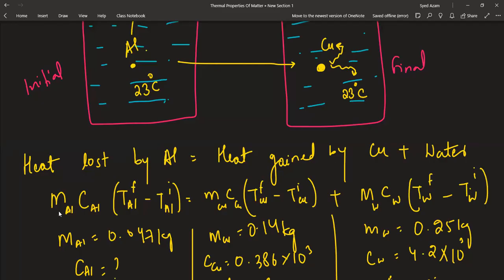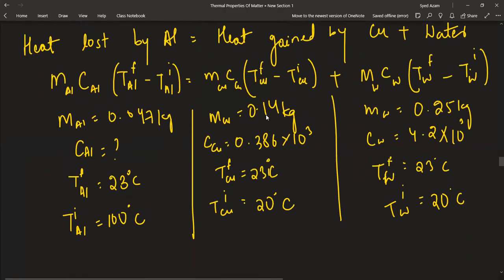So how will we put mass of aluminium, specific heat of aluminium into change in temperature, final temperature minus initial temperature of aluminium, is equal to, what will be the heat gained by copper? Mass of copper, specific heat of copper, final temperature of copper minus initial temperature of copper, plus mass of water, specific heat of water, final temperature of water minus initial temperature. Now see, all the values are given in the question except for C aluminium, it is missing. Mass of aluminium is given, C aluminium is missing, which you have to calculate.